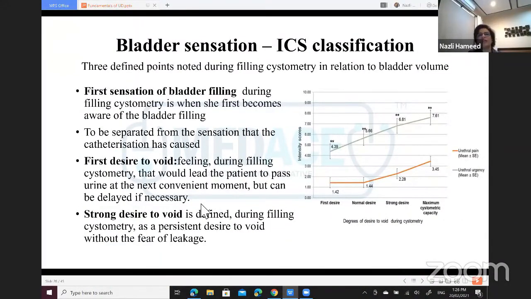So the first sensation of bladder filling is recorded. I again repeat that this is the time when the patient first becomes aware of the bladder filling, and this has to be different from the sensation that the initial catheterization caused. Then the first desire to pass urine, which is the time when the patient, under convenient circumstances, would normally go to the toilet and pass urine. Then a strong desire to void, when there is a persistent desire, overriding any other activity, to go to the washroom and pass urine, but it should not be with a fear of leakage. Because when there is a fear of leakage, that is not just a strong desire to void; we have probably reached the maximum cystometric capacity, and that is recorded separately.